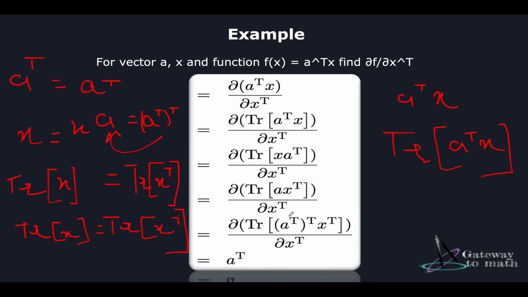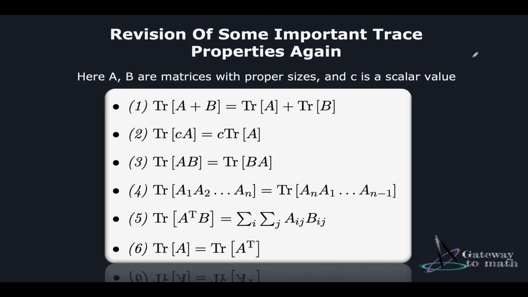Now let's simplify the whole expression. Let's replace transpose of a with some capital A. So this second last expression can be simplified as del trace of capital A transpose x transpose upon del of transpose of x.